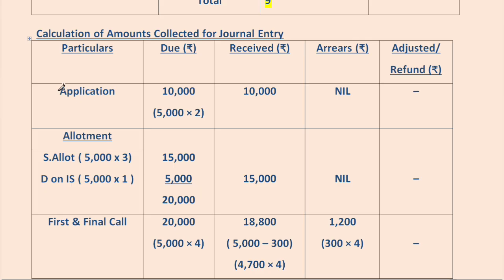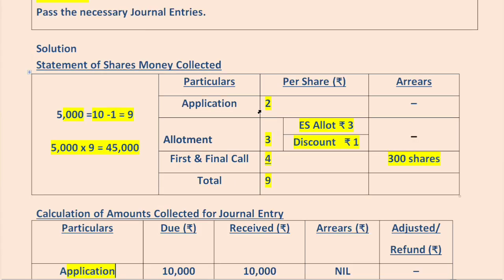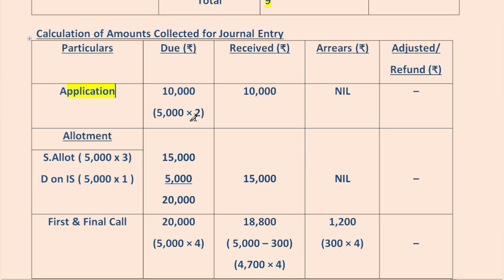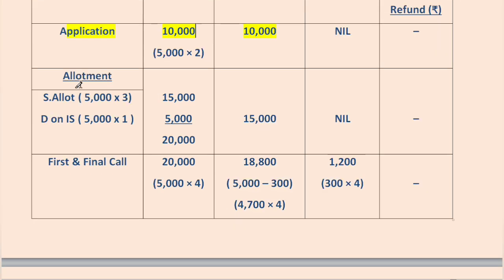First thing, application. Application money received: how much? 5,000 shares are there, and 2 rupees we are receiving per share. So 5,000 into 2 is 10,000 rupees we are receiving. The entire amount is transferred to share capital. So 5,000 into 2, 10,000. Next go to allotment.